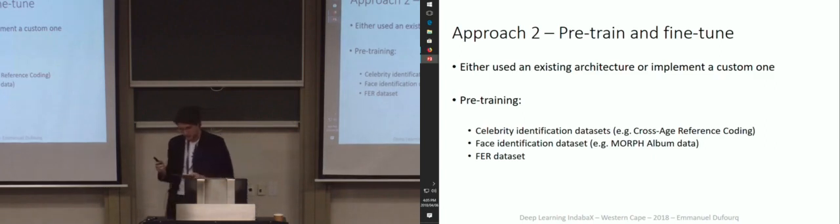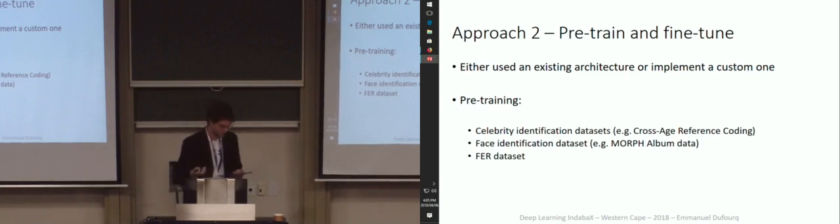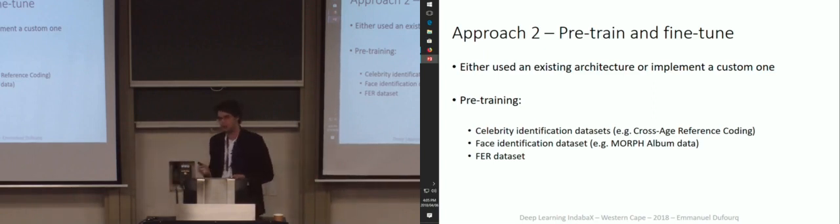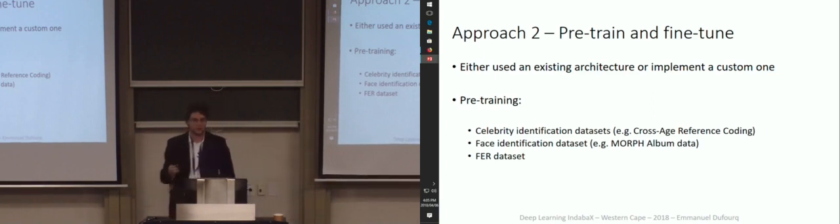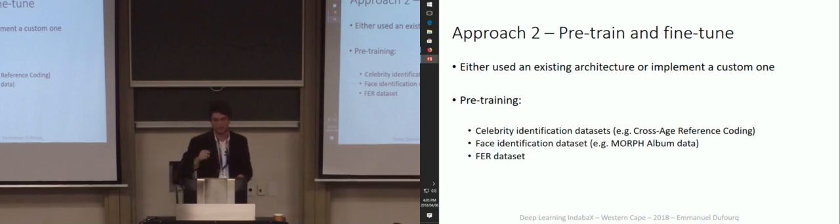Option 2 is to take an existing architecture or implement your own, then pre-train on a data set, for example, a celebrity identification or a face identification or even an expression recognition data set. Once you've done that, fine-tune on the problem that you're working on. The choice of the data set that you use for pre-training is important, because if you pre-train on data that is totally different, then the filters that will be learned in the convolutional layers will be useful in helping to discriminate between those classes and not necessarily useful in discriminating between facial expressions.